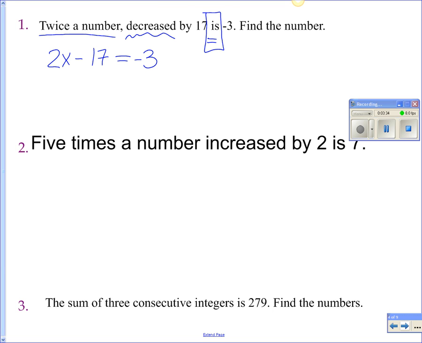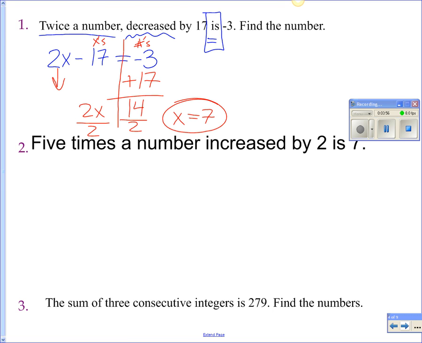We're going to draw our line. I'm not going to spend a lot of time on this because we've just spent the past 2 days on it. I'm going to move the 17 over here and add it because x is over here, number's over here. And that gives me 14. Drop down the 2x. Divide by 2. And x equals 7. So that's your answer. You're writing, yes, write it down.